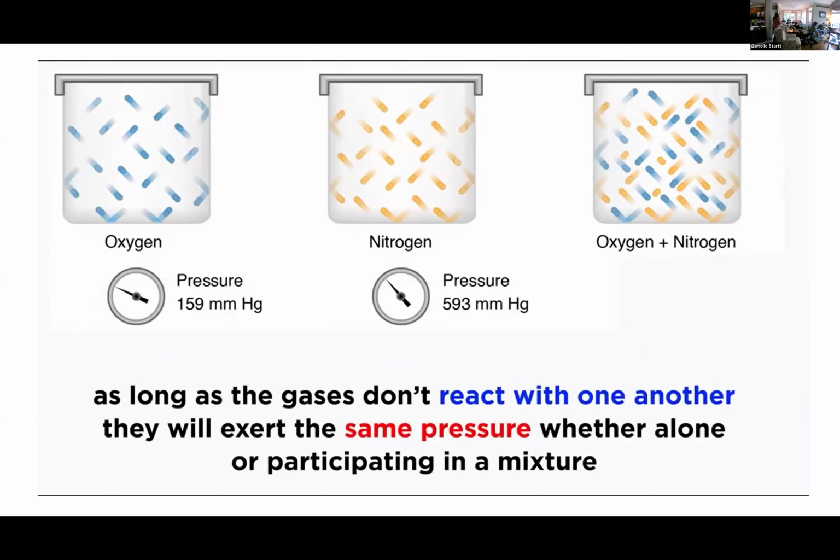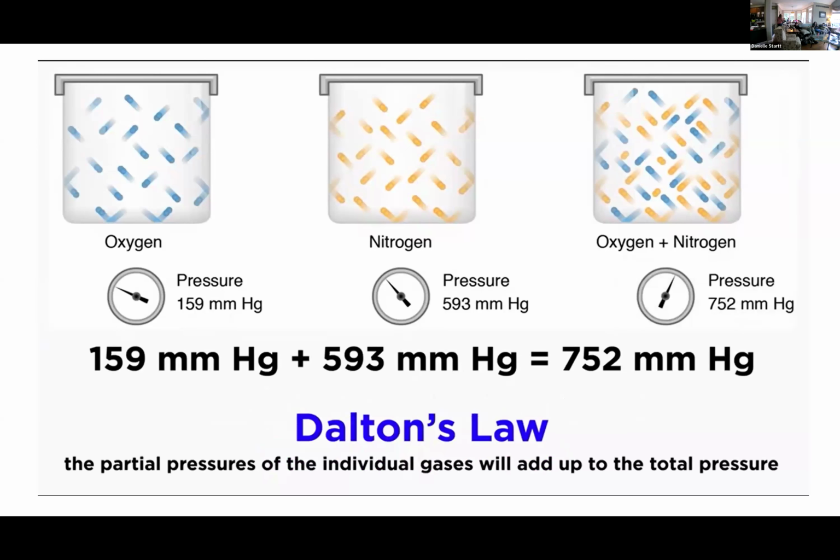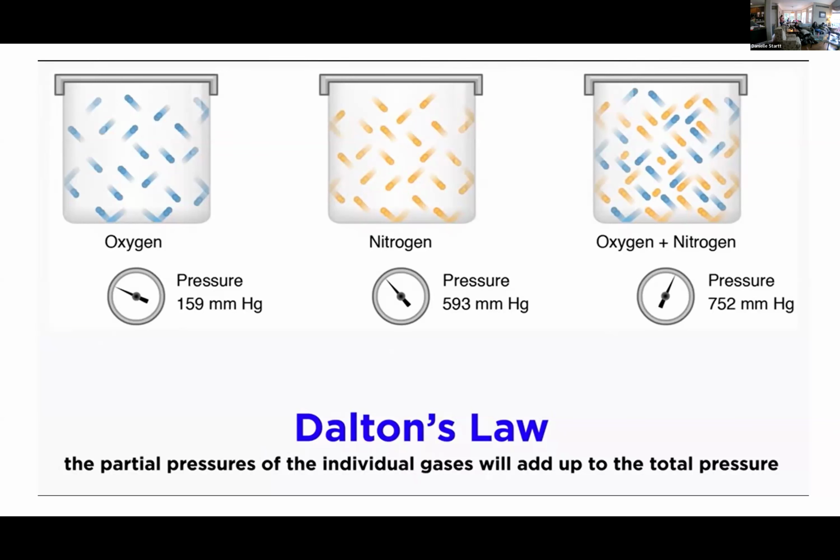It is the case that as long as these gases do not react with one another, the pressure that each gas exerts in a mixture of gases is specific to the amount of that particular gas that is present. And we will call the pressure of that particular gas its partial pressure. In order to find the total pressure of the vessel, we will simply add up the partial pressures. This is stated in Dalton's law.